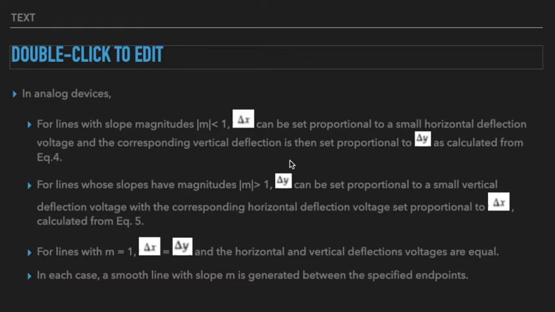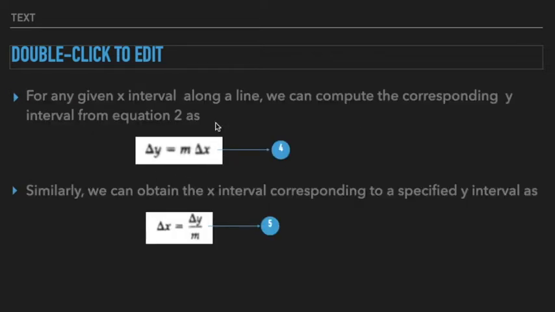So in analog devices, for lines with slope magnitude, that is the absolute value of m, less than 1, delta x can be set proportional to a small horizontal deflection voltage, and the corresponding vertical deflection is then set proportional to delta y, which is calculated from equation 4, that is delta y = m delta x. So when the absolute value of the slope is less than 1, you can set delta x to a small voltage, and you can use this equation to determine the value of y.